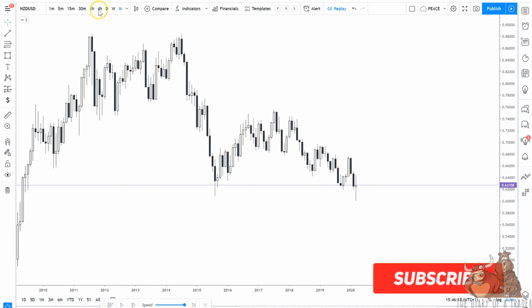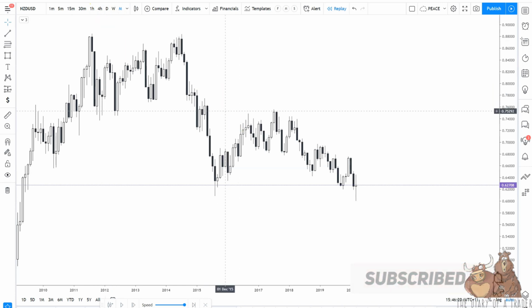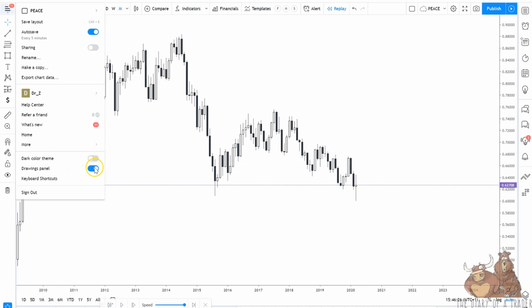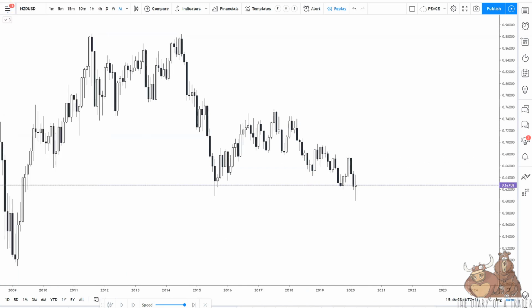So we got monthly, weekly, daily, and perhaps the 4-hour if you are trading intraday. So let's just remove this and let's identify some zones which are obvious. You need to go for the ones that stick out in front of you. Don't go for anything which is not clear. So let's go for the clearest ones.